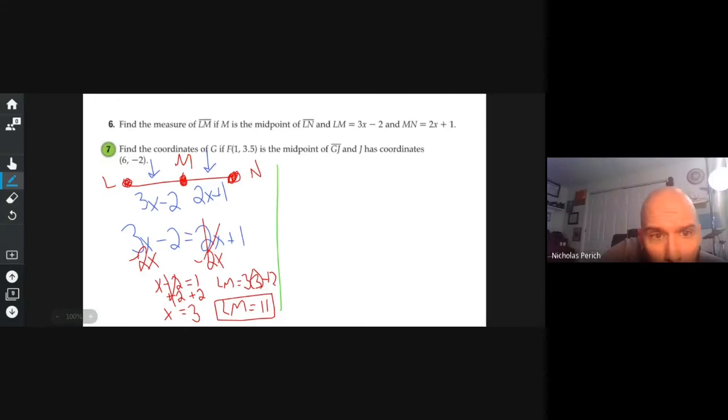G is the midpoint. Oh, wait a minute. Find the coordinates of G. Oh, never mind. This is easy. All we have to do is find the midpoint.